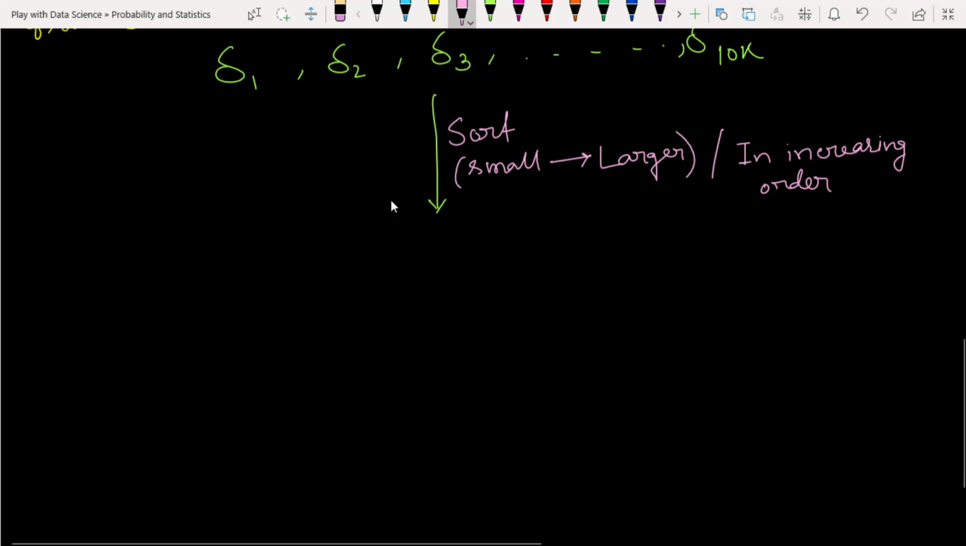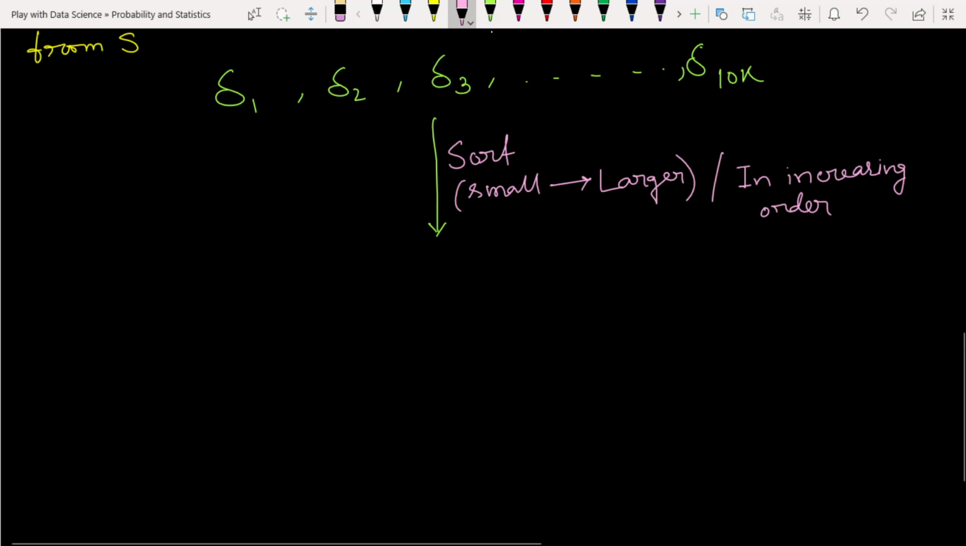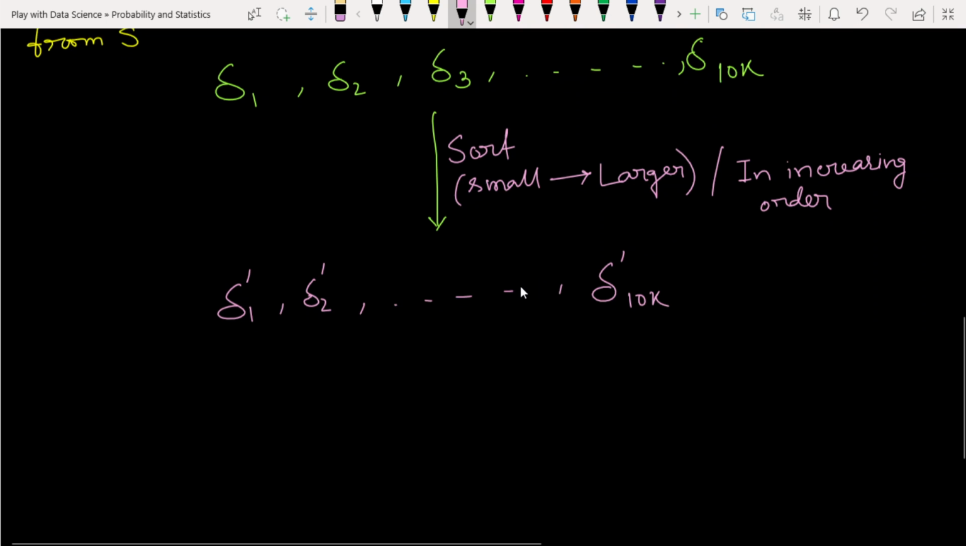After sorting in increasing order, we get these values. Delta 1 dash is the smallest one among all these 10k values. Delta 2 dash is the second smallest among all these 10k values. Similarly, delta dash 10k is the largest one among all these 10k values. Okay, I think you got the idea.